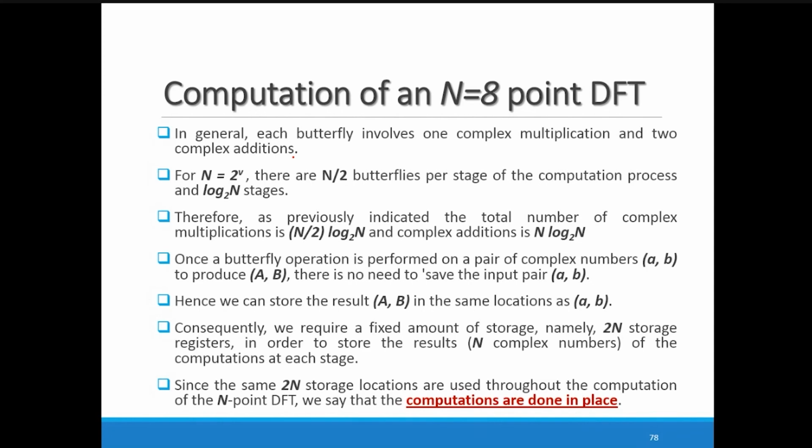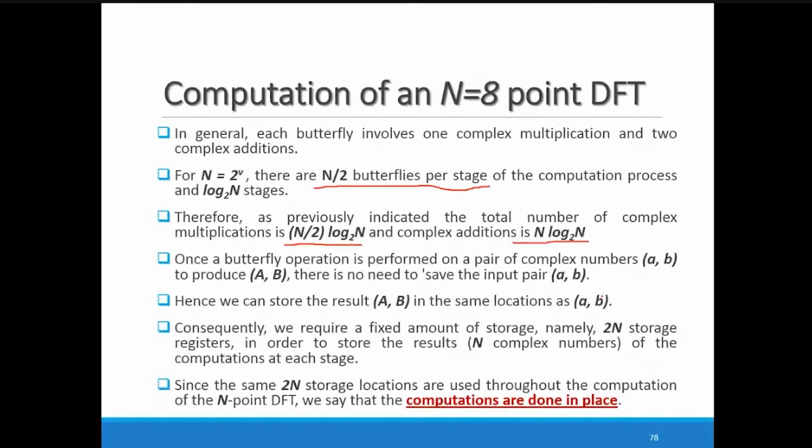Therefore, as previously indicated, the total number of complex multiplications: here you require N by 2 butterflies per stage. So total N by 2 is nothing but the multiplications you require. So N by 2 into the number of stages, that is log 2 N. And the number of complex additions is N, and the number of stages is log 2 N. So that is N into log 2 N.